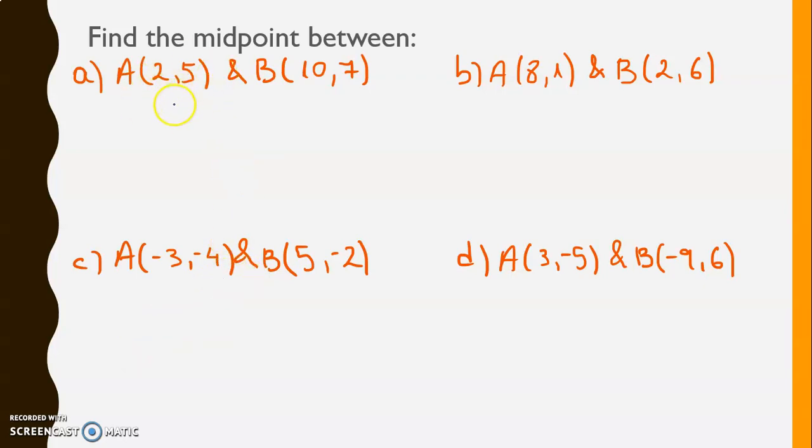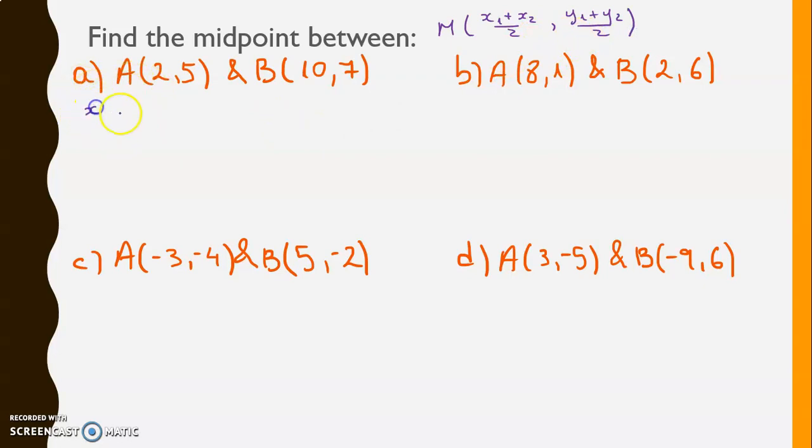Okay, here I have some examples. So let's go ahead and put this formula to practice. I'm going to write it here at the top. So the formula of the midpoint is the mean of the x components, x1 plus x2 divided by 2. That gives us the x component of the midpoint, and y1 plus y2 divided by 2 gives us the y component of the midpoint. So we will start with A.